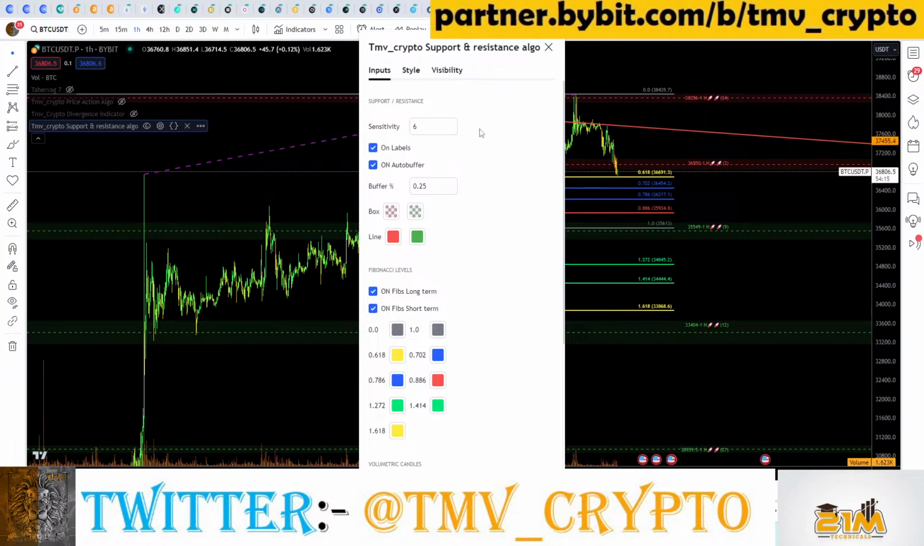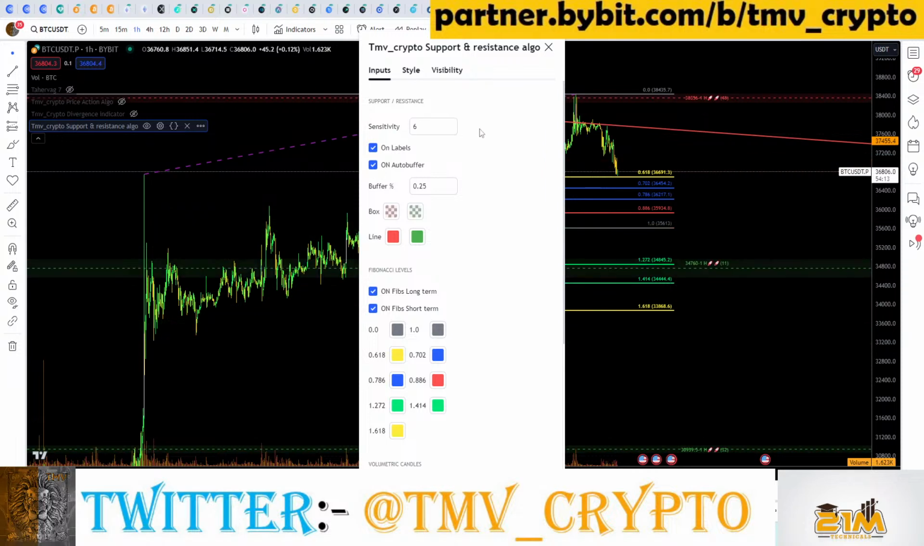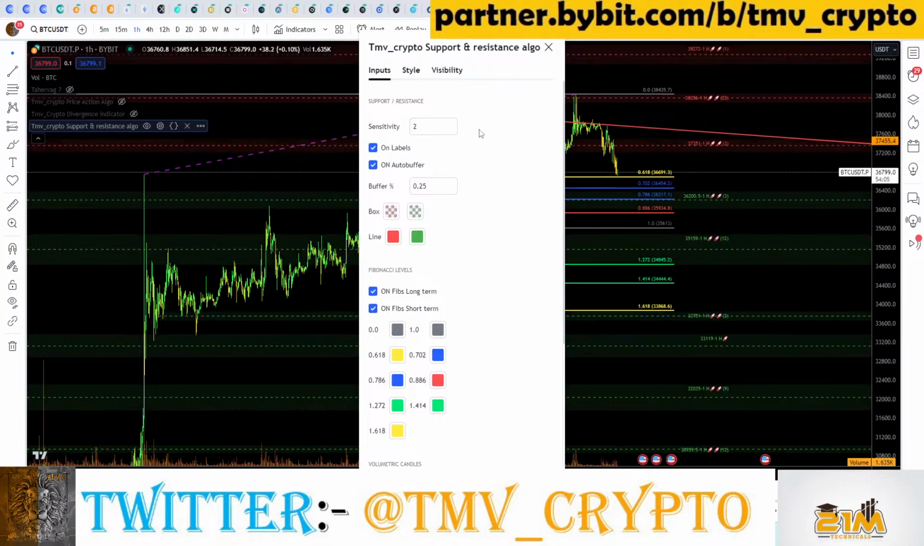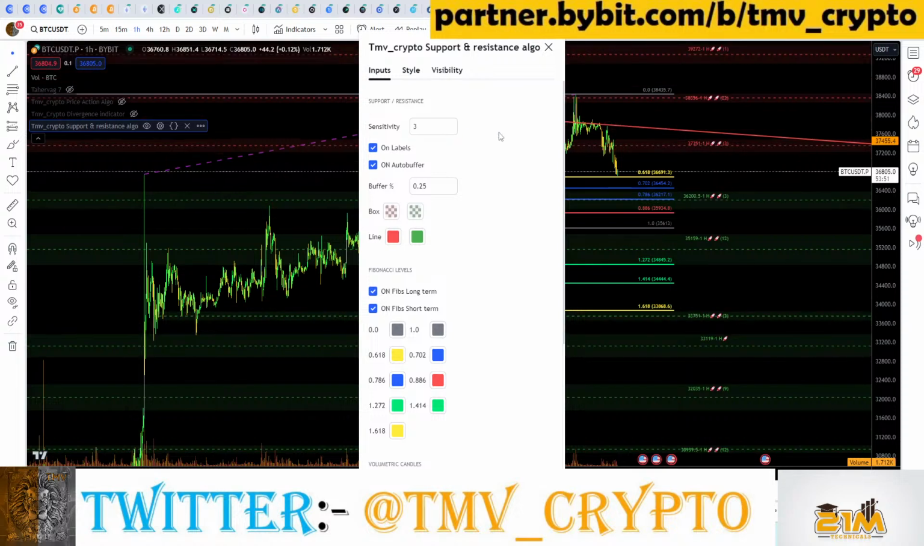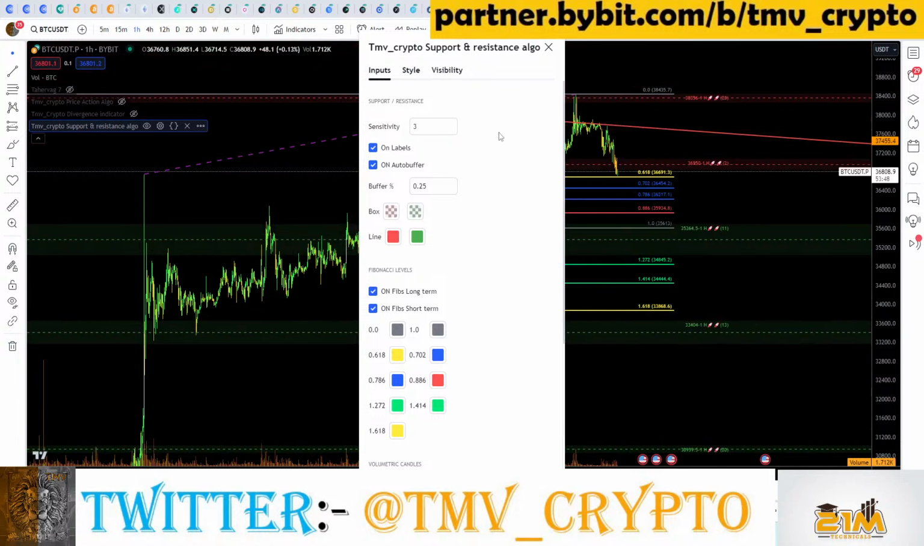If you further increase it to 6 as well, it's going to give you really big levels. It's going to reduce all the noise you have. So if you want more and more levels, you reduce the sensitivity, and that's going to give you some more levels as well. If you just reduce it to 1, it's going to really get your chart to another level, and that's what I don't recommend. Our sensitivity ideally should be 3. That's what the default settings are for.